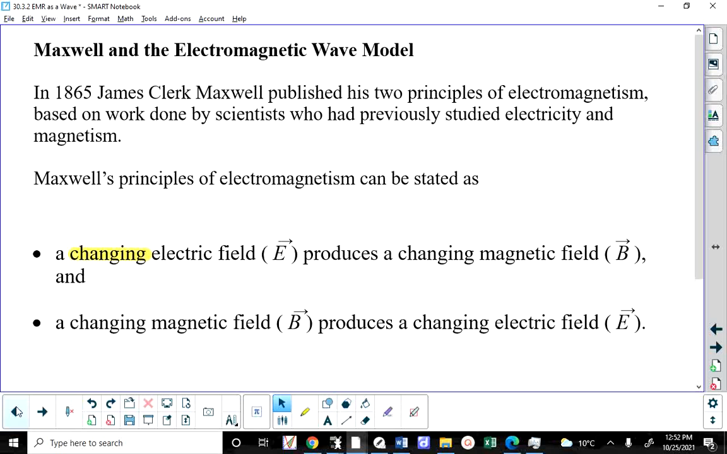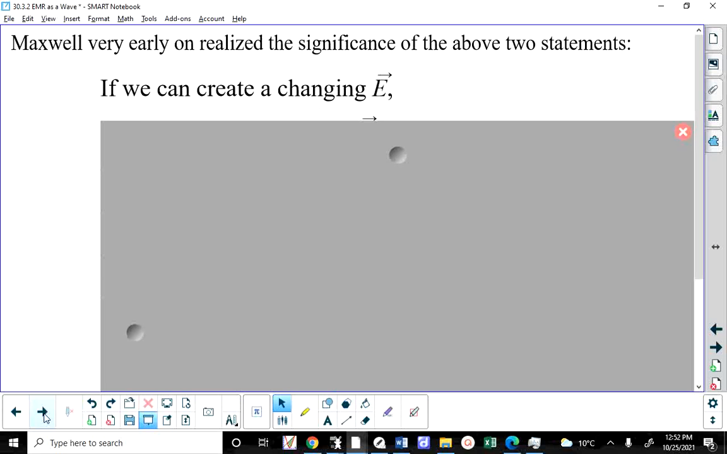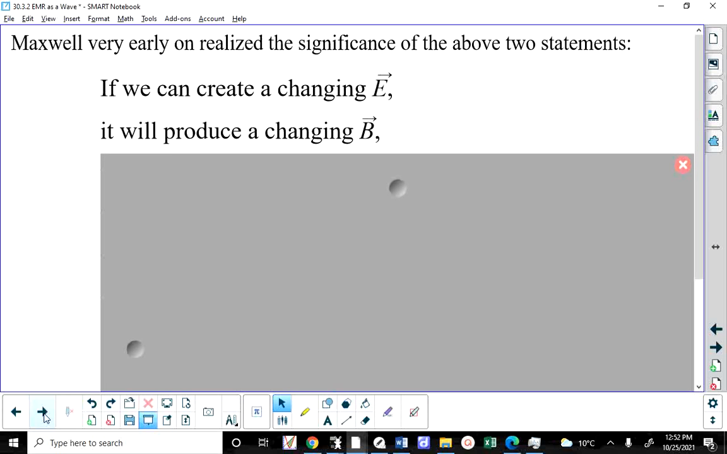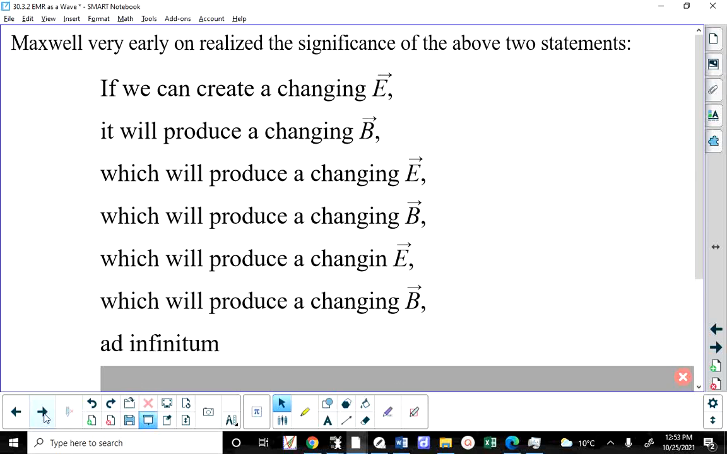I hope it's clear that the magnetic field that's changing because of the first principle is a changing magnetic field which can produce a changing electric field, which is what the second principle says, and that can produce a changing magnetic field which can produce a changing electric field, et cetera, et cetera. And he recognized this, right? He's not a fool. He recognized that if you can create a changing electric field, you will automatically produce a changing magnetic field. That will produce a changing electric field which goes on and on and on forever.